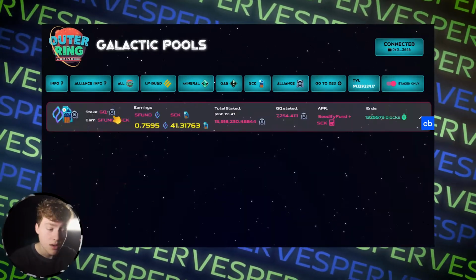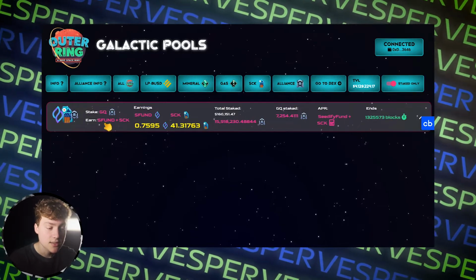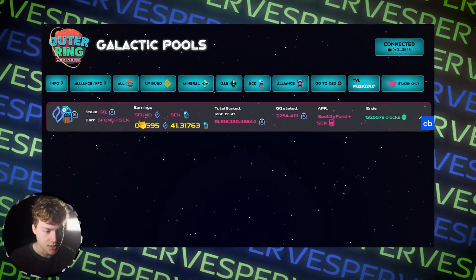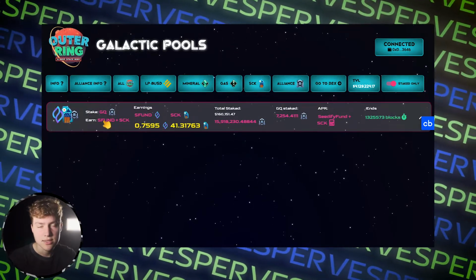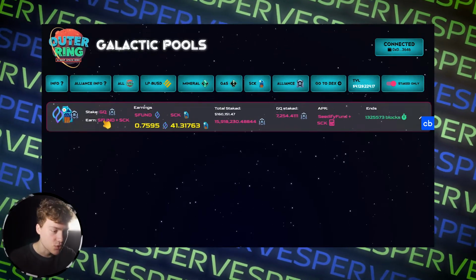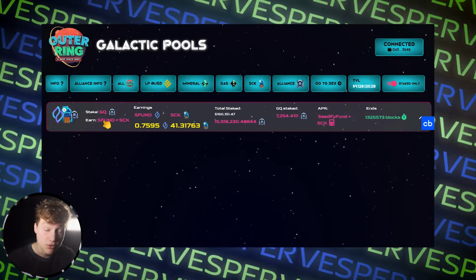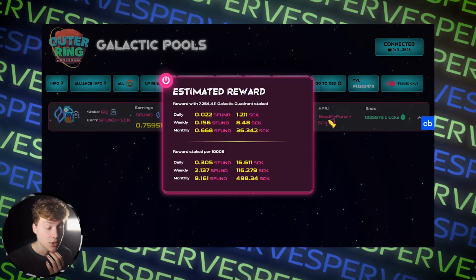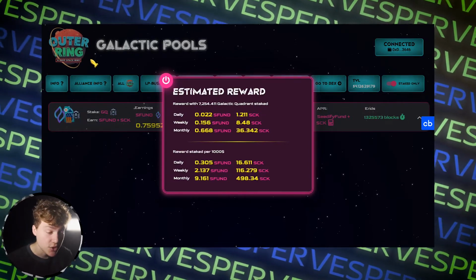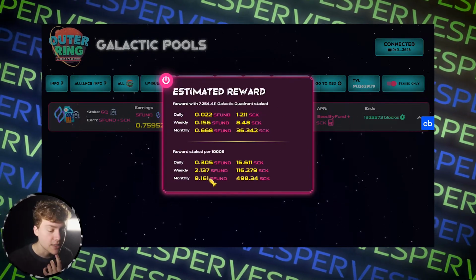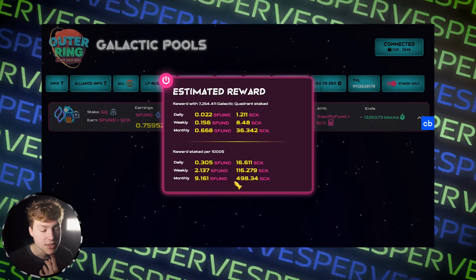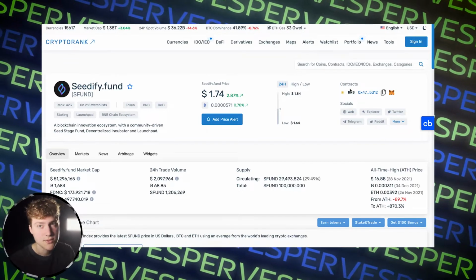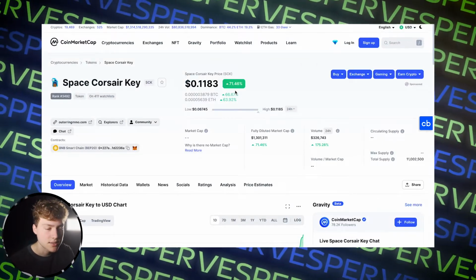So I'm staking their token to get S fund and SCK token. SCK token is a game token that they use for this game, and S fund is the token of Seedify, which is really great, one of the biggest launchpads, a platform for launching IDOs. And so if you go to appreciation calculator, you can see that if you stake tokens worth $1,000, you'll be getting monthly 10 S fund tokens and 500 SCK. The price of S fund token is almost $2 and the price of SCK is 11 cents.